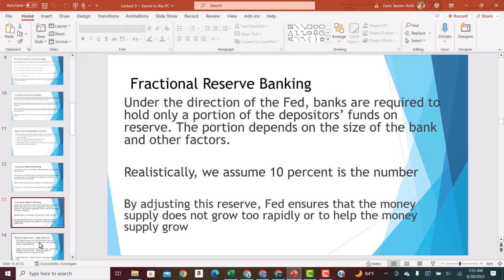Typically, the amount of reserve is like 10%. So out of $100, 10% is kept as reserve. So $10 will be kept as reserve, and then $90 can be given out as loans. So this is one way the Fed is trying to control the money supply. It's not so much about solvency, it's more to control the money supply. If they want to increase the money supply, then they will lower this reserve requirement. And if they want to decrease the money supply, they will increase this reserve requirement.